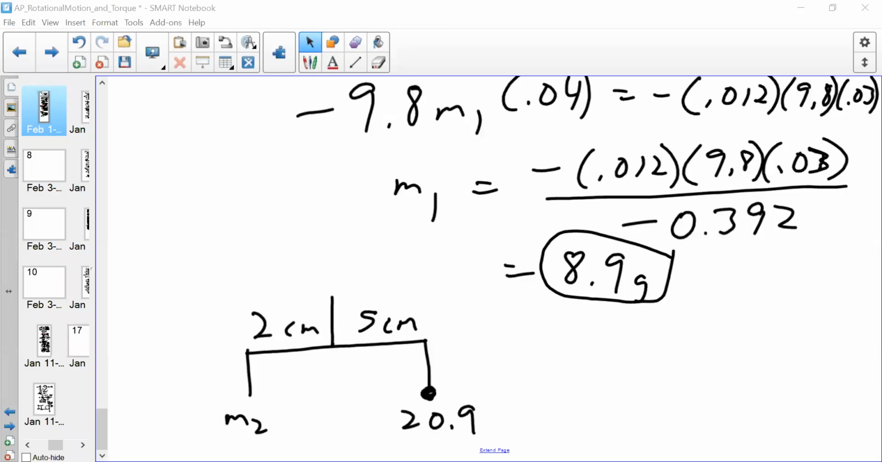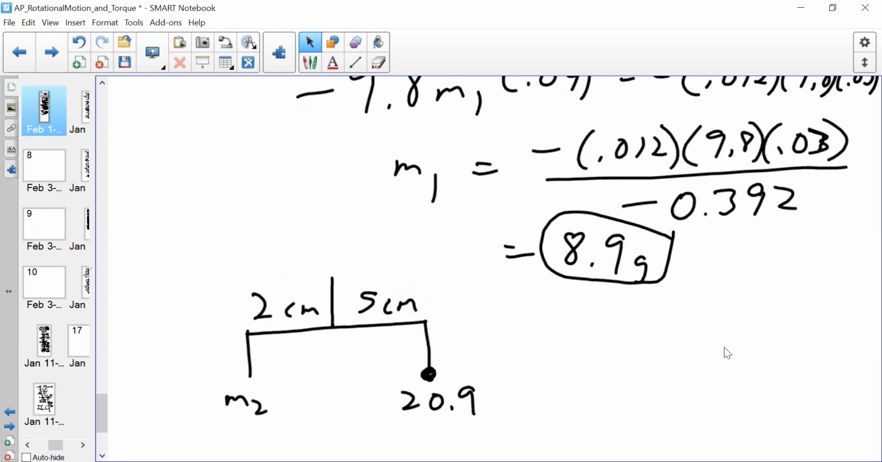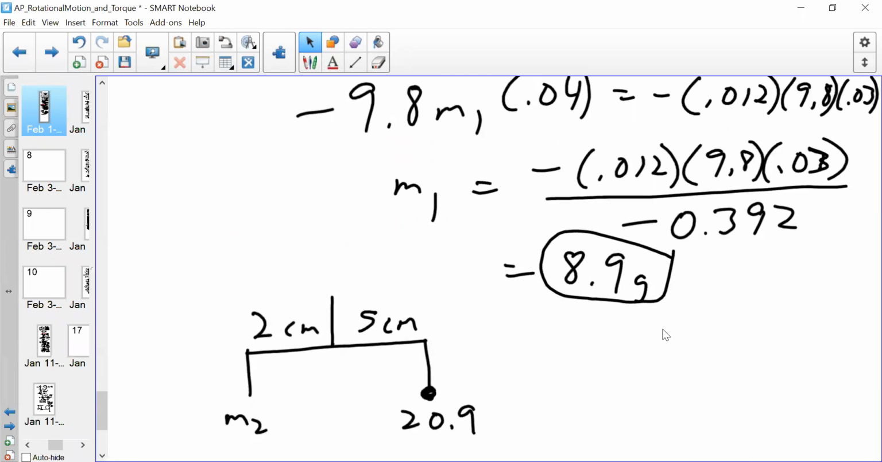So we left off at problem number 8, page 353, I think it was, 354. And we calculated that mass 1 should be about 8.9 grams.